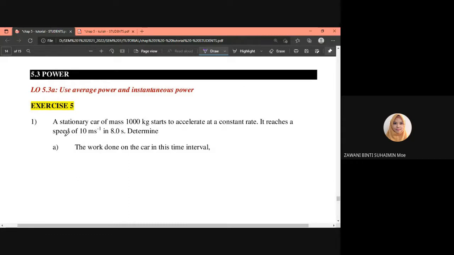Okay, a stationary car of mass 1000 kg starts to accelerate at a constant rate. It reaches a speed of 10 meters per second in 8 seconds. Determine the work done on the car in this time interval.